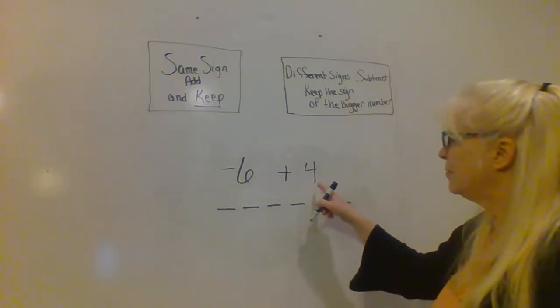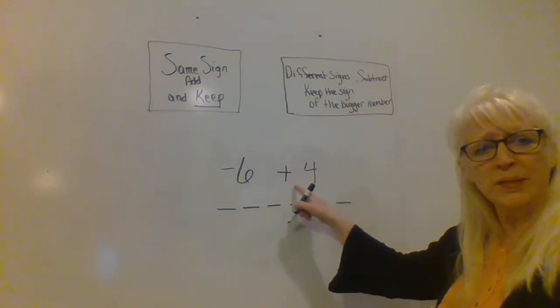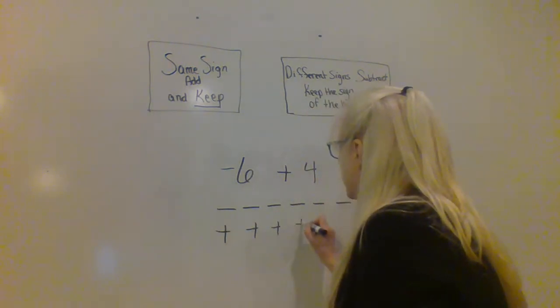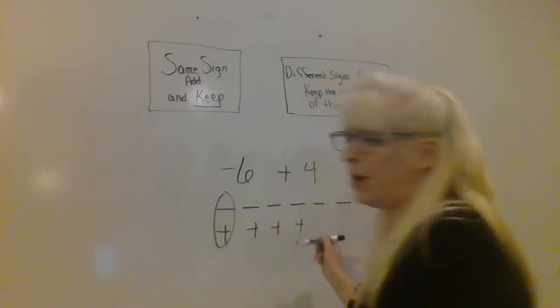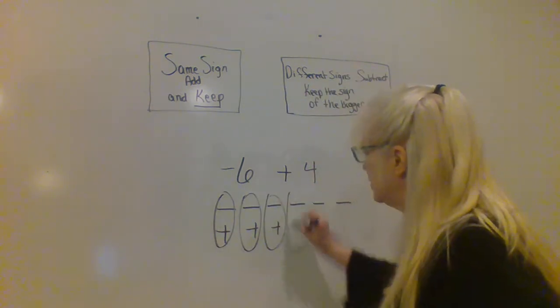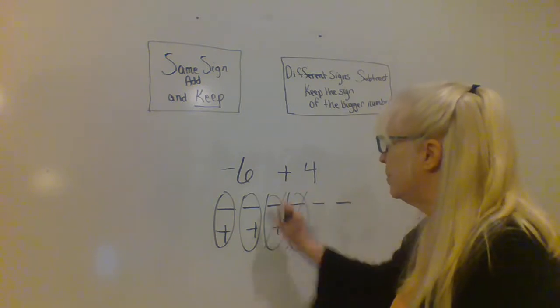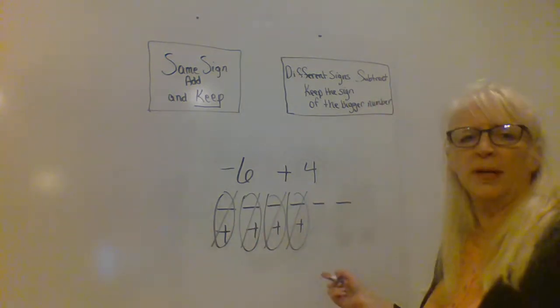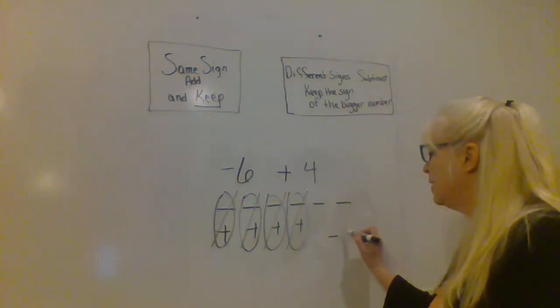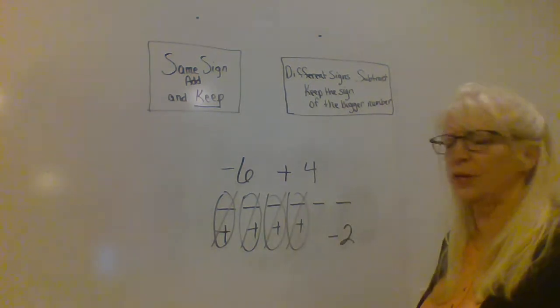And now it says, okay, well, I'm going to make 4 positive signs. So I'm going to go positive, positive, positive, positive. So these two are opposites. They cancel out. They cancel out. They cancel out. They cancel out. So goodbye, goodbye, goodbye, goodbye. And what am I left with? 2 negative signs. So the answer to that really is -2.